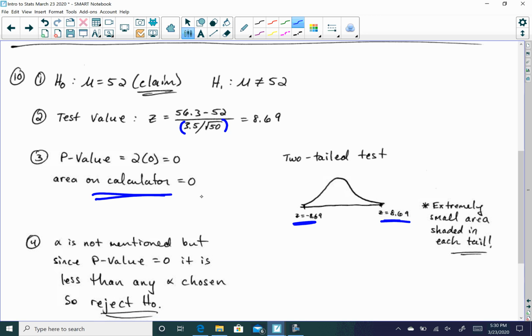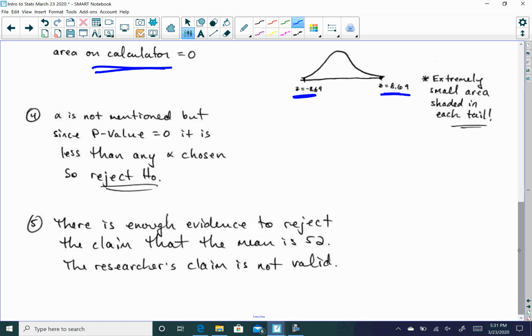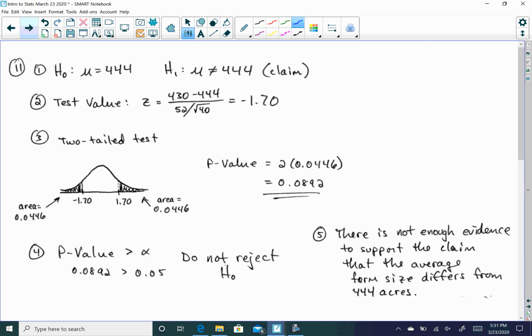So it doesn't matter what alpha was chosen ahead of time. If it was 10%, 5%, or 1%, that's what number 4 is saying. So alpha is not mentioned, but since the p-value is 0, it's less than any alpha that will be chosen, so we would reject the null hypothesis. And then, even though it wasn't really asking for all these steps to be written out, we're still writing that there's enough evidence to reject the claim, so the claim would not be considered valid here. All right, for number 11.